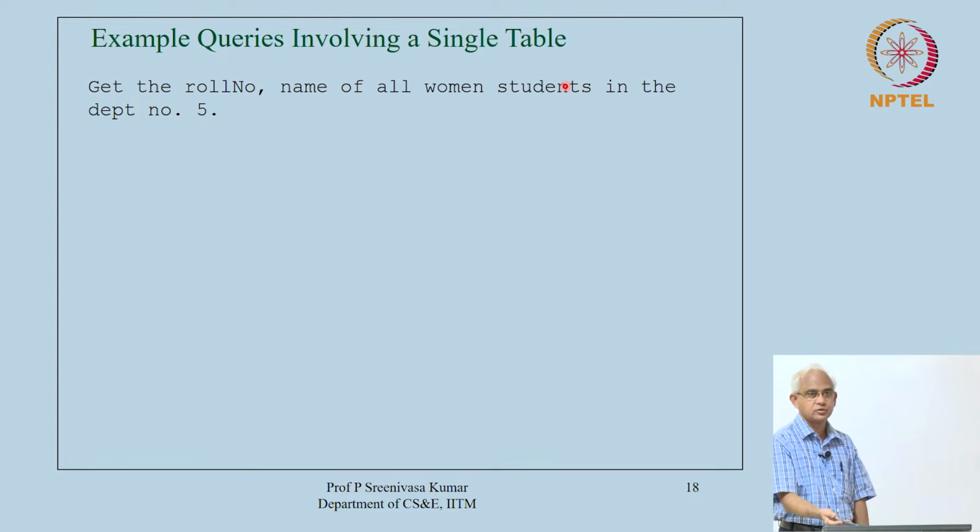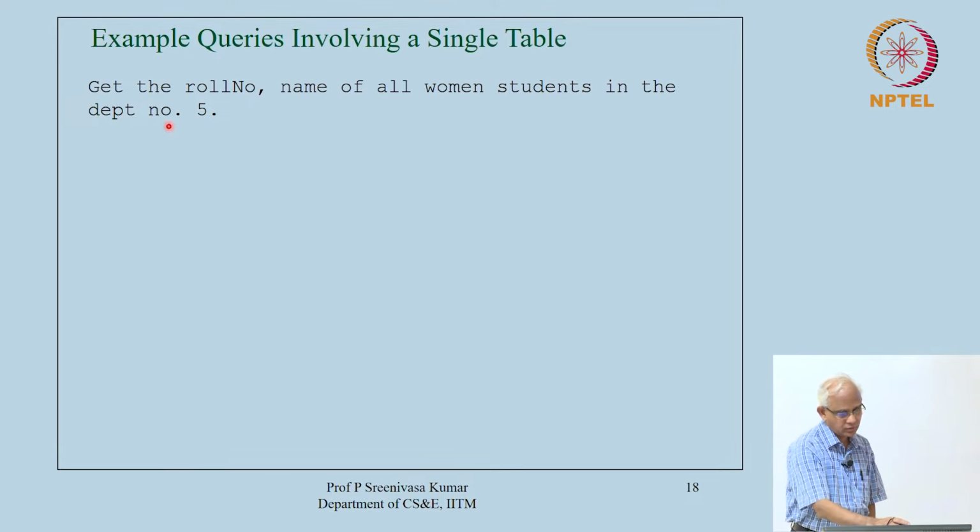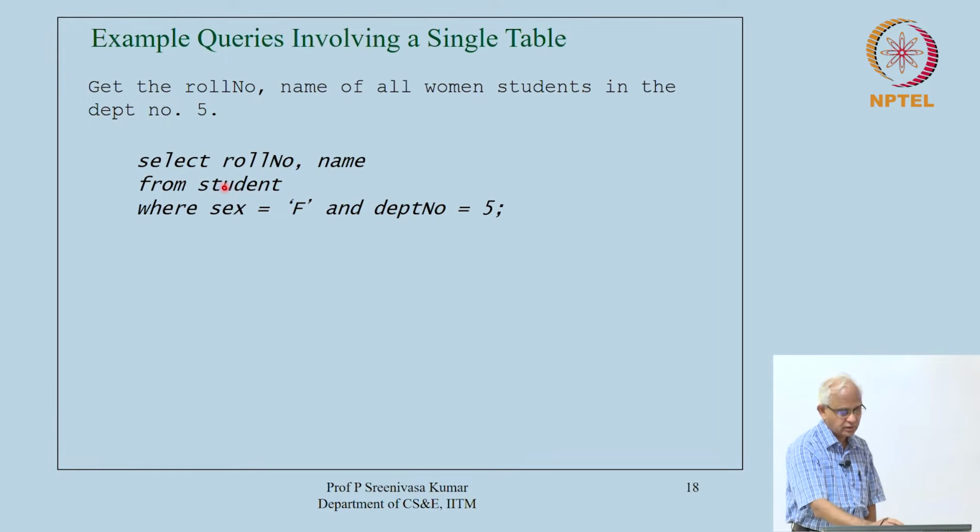All that you need is student. In that student, the gender attribute and the department number attribute have to be restricted, and then you can get hold of the roll numbers. So, the way you write it is essentially select roll number, name, because that is what is asked for. Where does the information come from? It obviously comes from the student table.